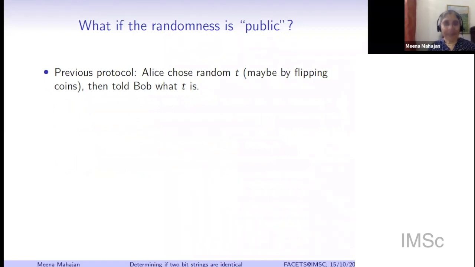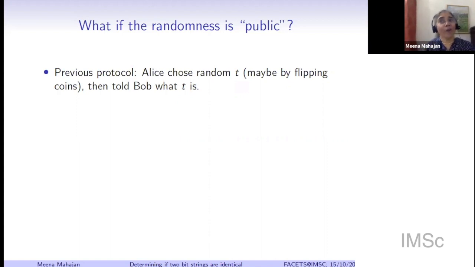Okay. So here is yet another aspect to this. What if the randomness is public? And this is not clear. Does this even make sense? So let me think about the previous protocol. Alice chose a random T, and maybe the way she chose T was by flipping some coins from her pocket. But it's not that the T was secret, because she chose it and then she immediately sent it to Bob, right? She has to send it to Bob, otherwise Bob doesn't know where to evaluate his polynomial.